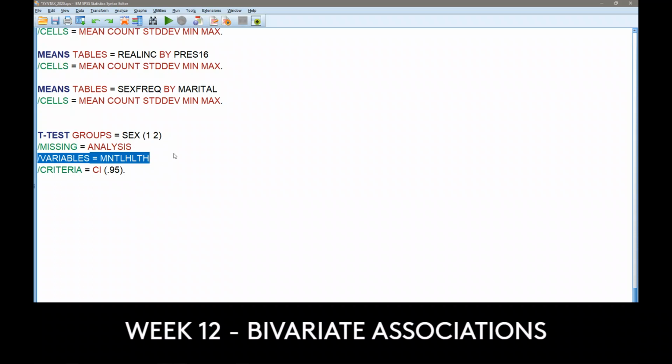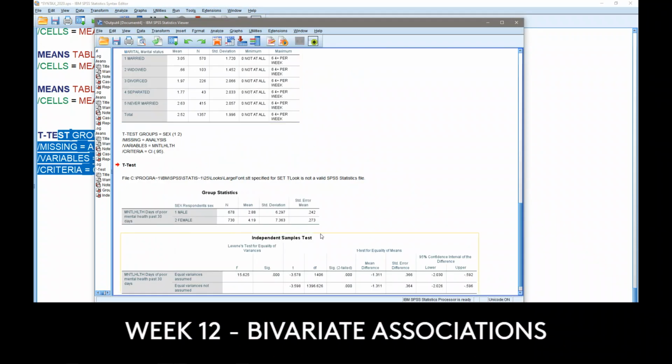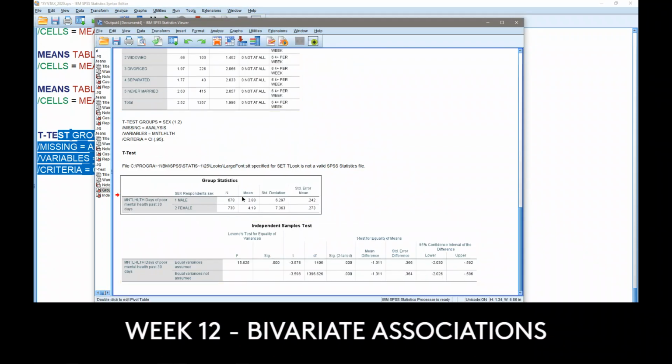Again, this is the variable assessing days of poor mental health in the last month. And the final line, we want to set a criteria with a confidence interval of 0.95. Don't worry too much about that. That's something that you will learn in a more advanced statistics class. Let's go ahead and run that. Okay, again, we get a preliminary window. This is the group statistics. So here we can see the results for the average days of poor mental health by sex.